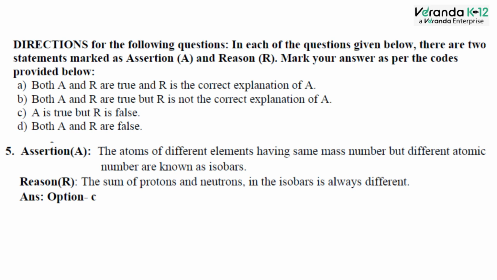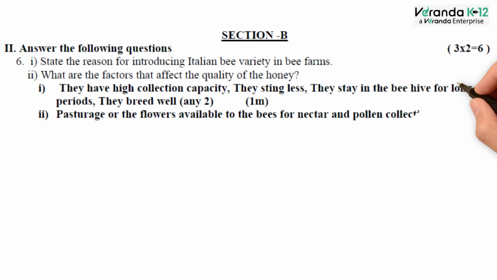Now section B, question number 6. State the reason for introducing Italian bee variety in bee farms. And Roman letter 2, what are the factors that affect the quality of the honey? For Roman letter 1, the reasons they are asking for introducing the Italian bee variety in the bee farms.